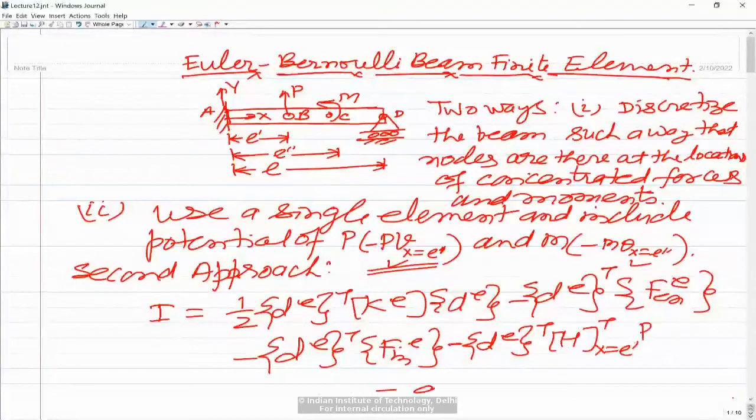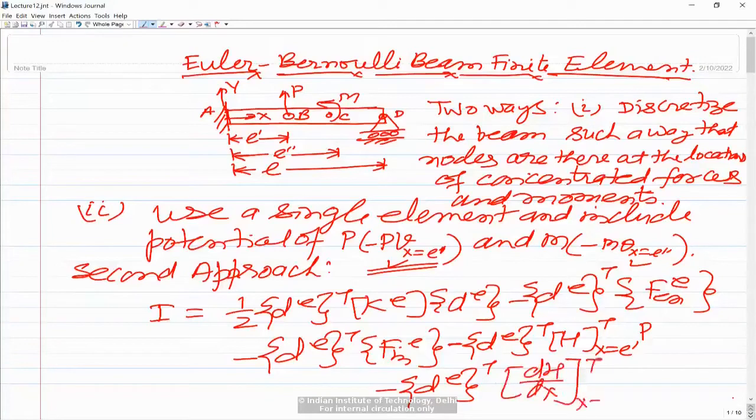And the last term is minus de transpose into m into theta. Theta is dv by dx, so you write it as minus m into dv by dx transpose, which can be written as d transpose into dh by dx transpose. So I'm denoting here minus d transpose into dh by dx transpose evaluated at x is equal to l double dash into m. So this has to be included.